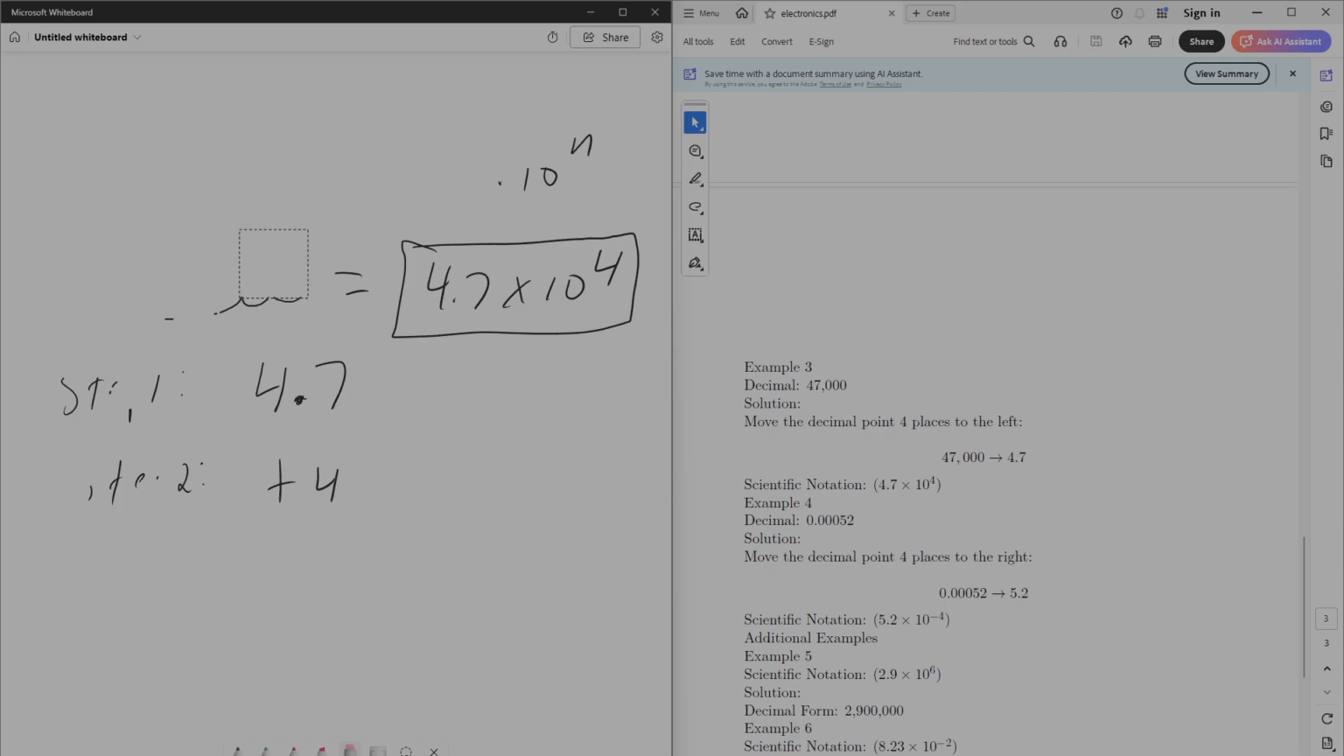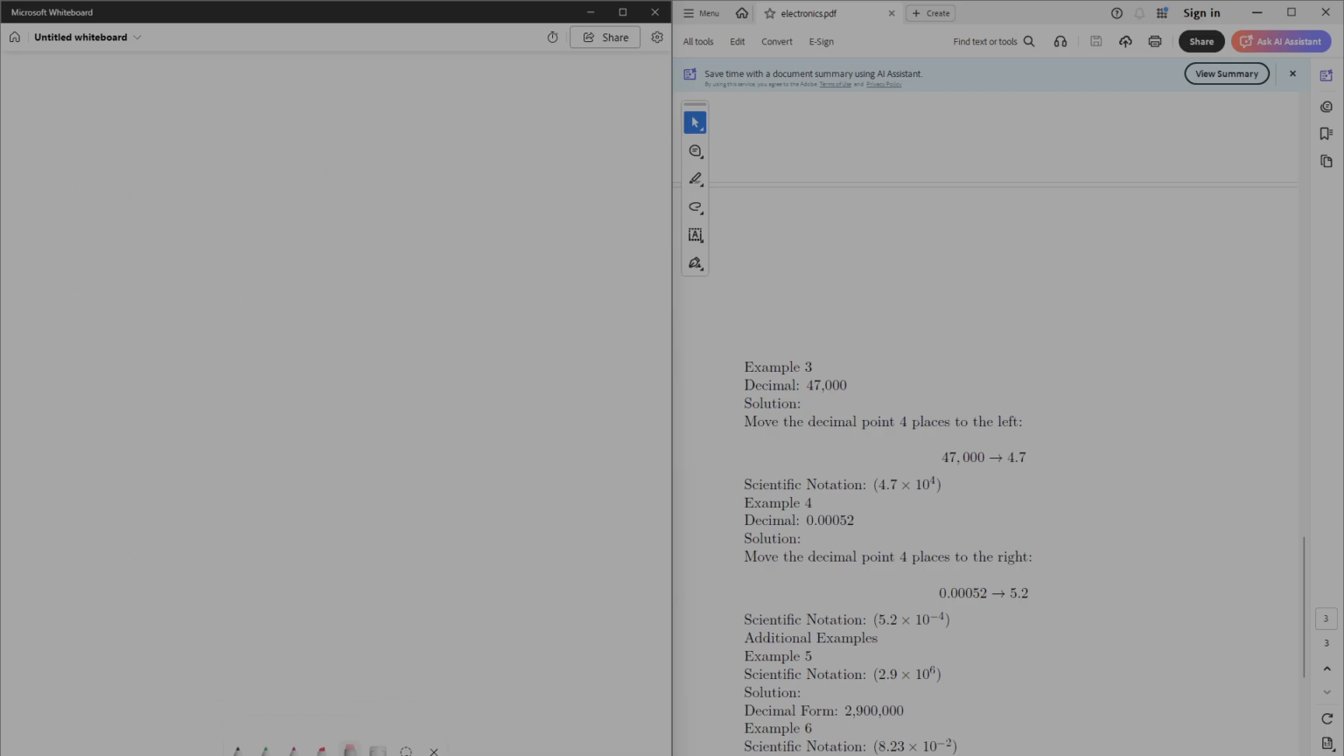Let's go to example number 4. Now we're going to do 0.00052. So the answer has to be 5.2 times 10 to the, okay, we're going to move it 1, 2, 3, 4. So it was moved to the right. That means that the exponent has to be negative. Negative 4, because it was moved to the right.